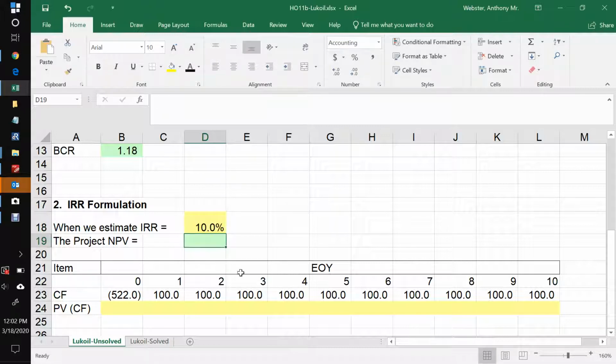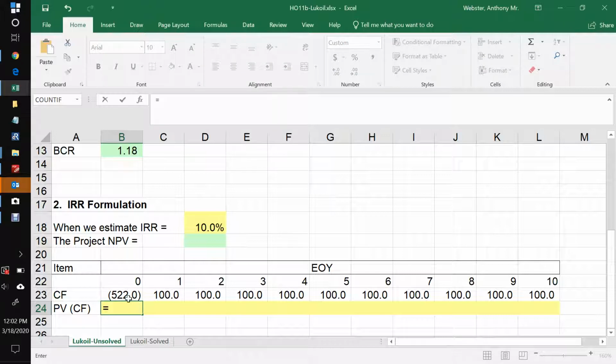I don't know. I have no idea. Let's say 10%. And using that guess, I'll compute the NPV, and I'll show you how this works. So using my guess, I discount this 522 back, just like I did before.